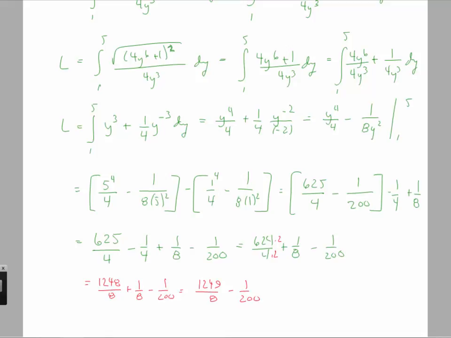minus 1 over 200. We need to find the common denominator, so I'm going to multiply top and bottom by 25. So 1249 times 25, it's going to end in a 5, 31,225 over 200 minus 1 over 200, 31,224 over 200 is our answer, but it's not the final answer because I can reduce this.